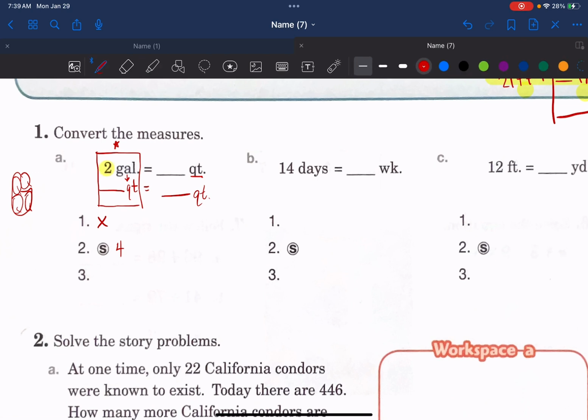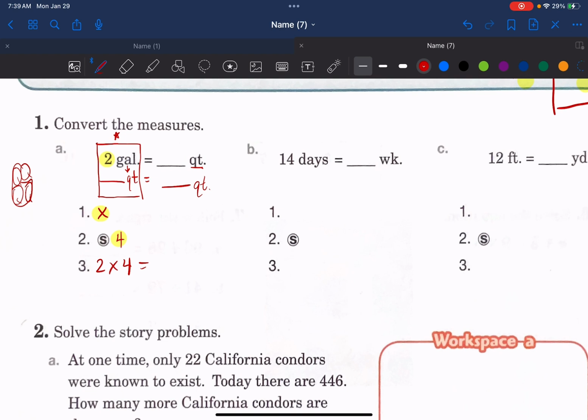So I write 2. Then I go down and I say times. Go down again, 4. And now that's all I have. And that's a full equation. So now I can solve it.